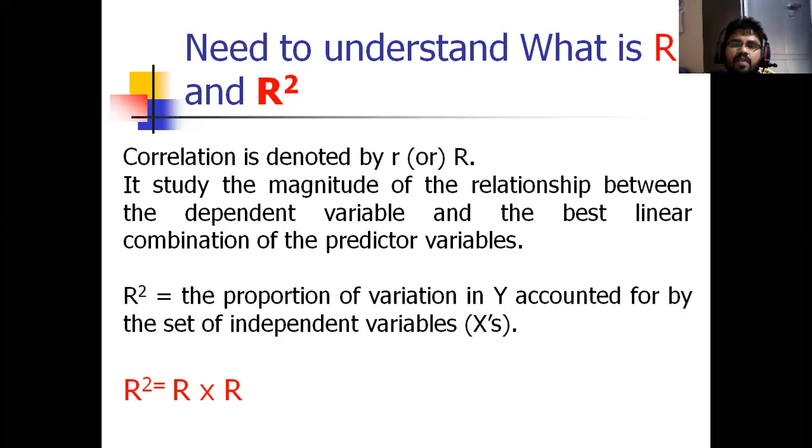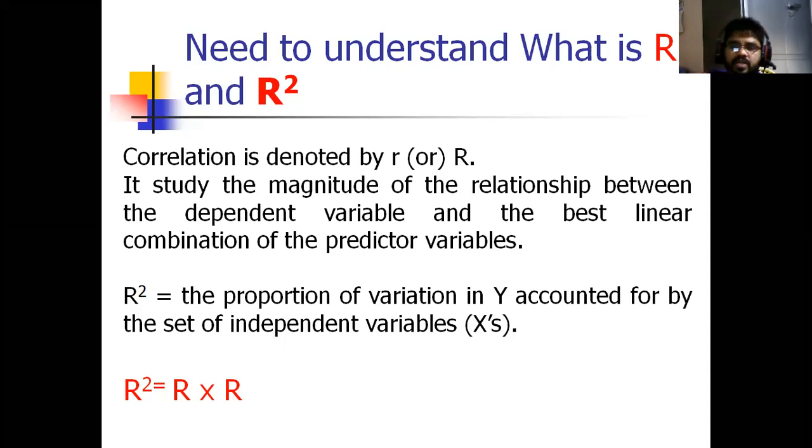Here the correlation studies the magnitude of the relationship between the dependent variable and the best linear combination of predictor variables. For example, in regression analysis we can study the magnitude of the relationship, that is, how much change in the x variable causes change in the y variable. If something happens in the x variables, how much it can affect the y variable is the magnitude of the relationship between the dependent variable and the independent variables.